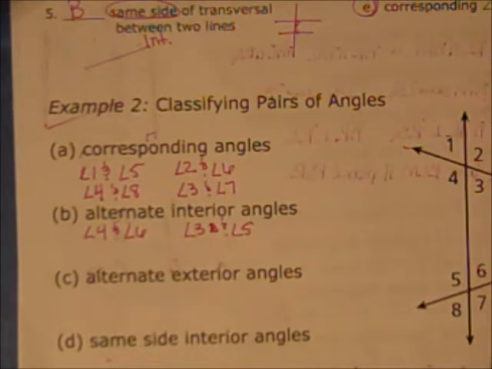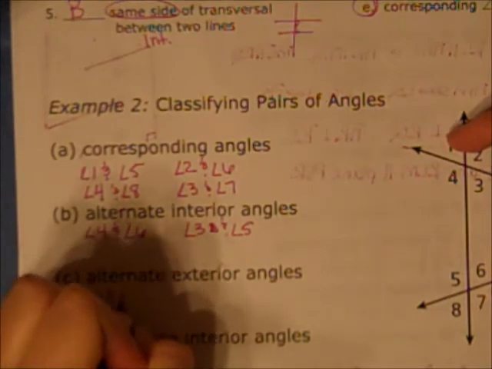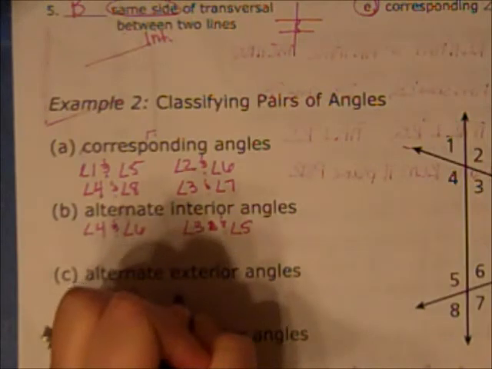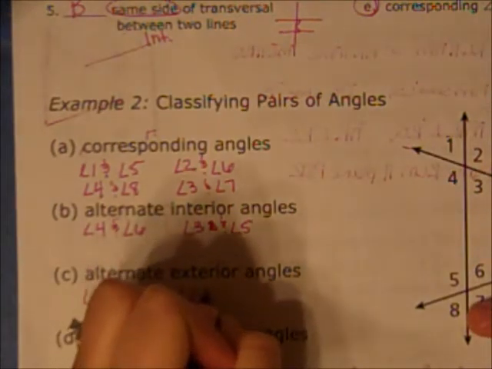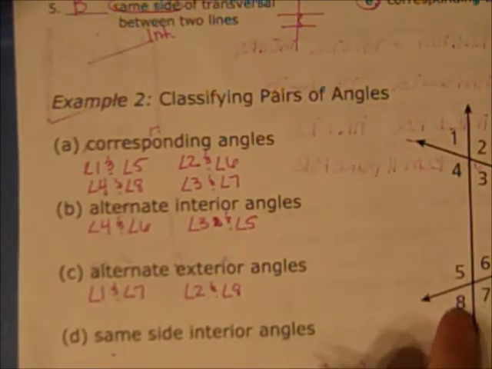Same with alternate exterior, only 2 choices, 1 and 7. Opposite sides, but now outside, and 2 and 8. Angle 2 and angle 8. The dog wants inside. Okay?